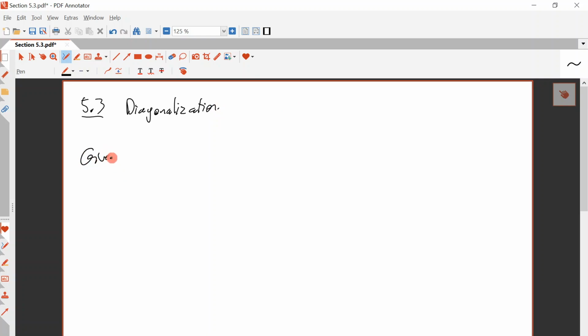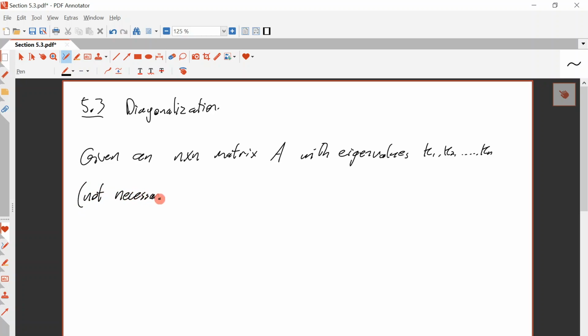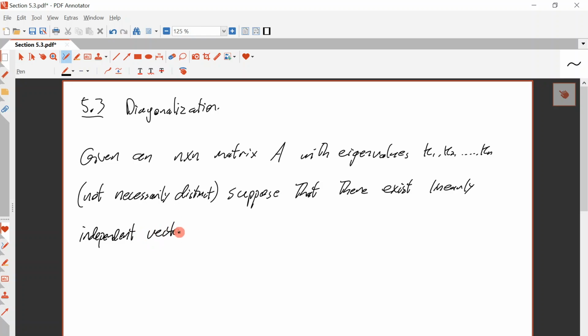So given an n by n matrix A with eigenvalues k1, k2, ..., kn, not necessarily distinct. Suppose that there exist linearly independent vectors, that is, a basis for R^n, v1 to vn, where vi is an eigenvector for eigenvalue ki.